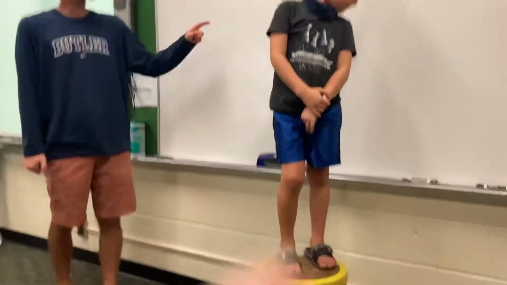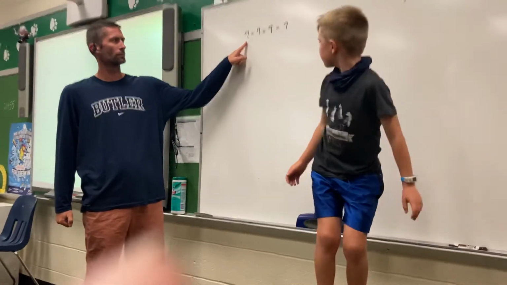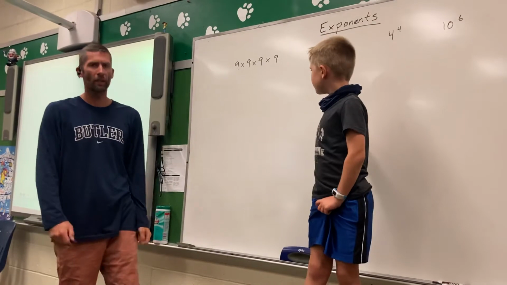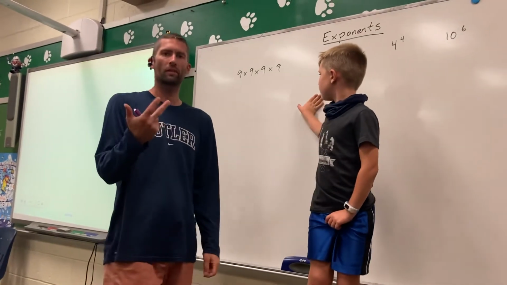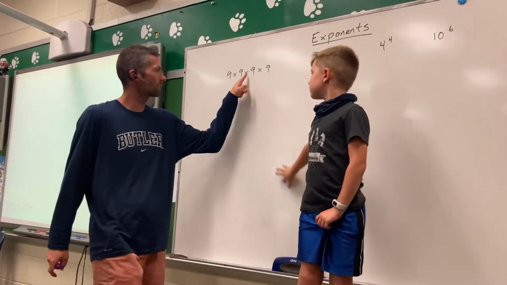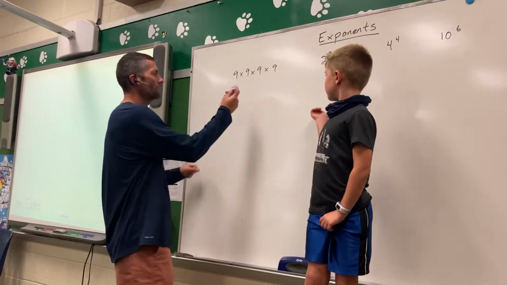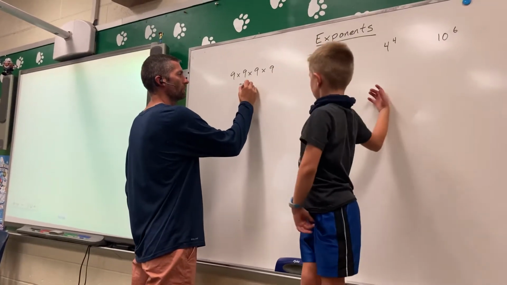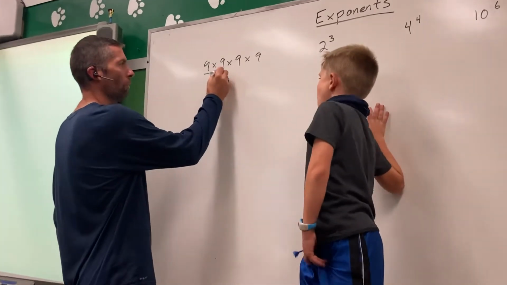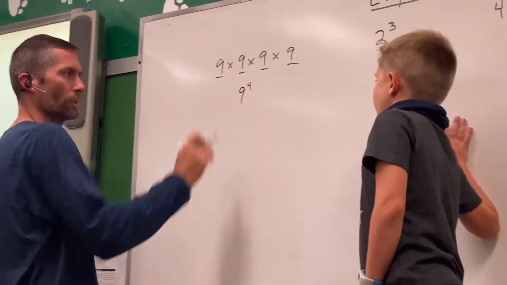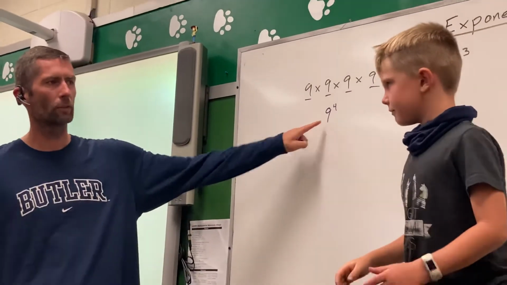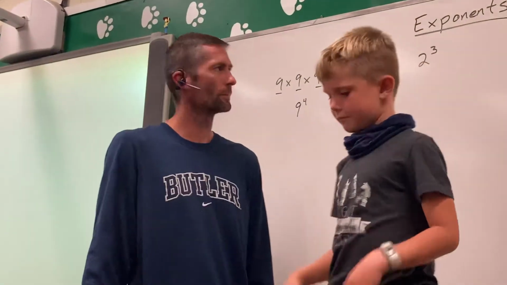All right, so let's look at this. Drew, what number is this? 9. How many times do we have it written? 4 times. So it's not 9 plus 9 plus 9 plus 9. It's 9 times 9 times 9 times 9. So exponents tell us we can write this: we're going to do 9 four times, not 9 times 4. 9 times 9 times 9 times 9. So this is 9 to the power of 4.